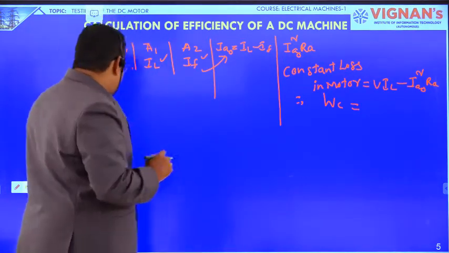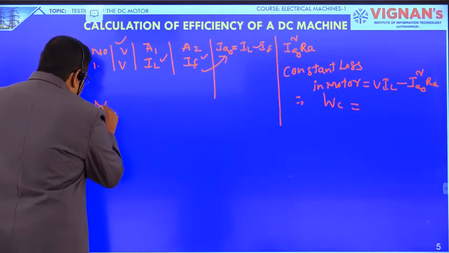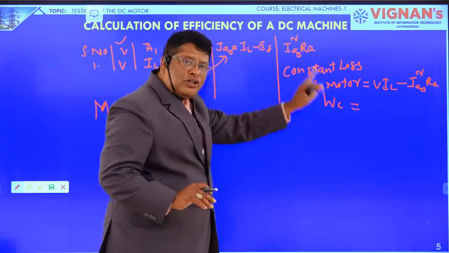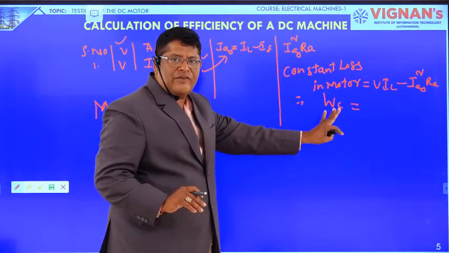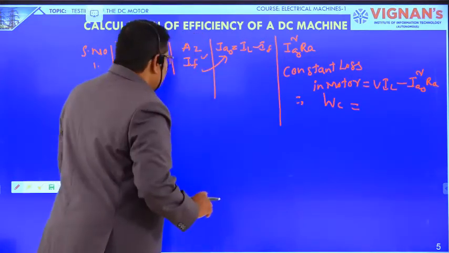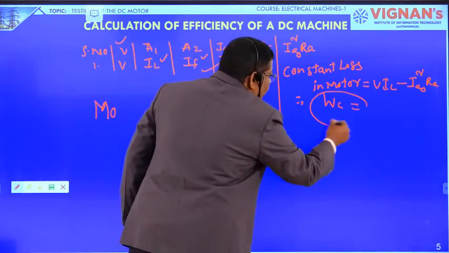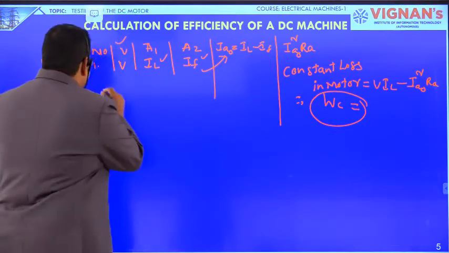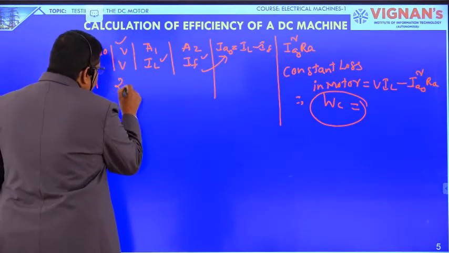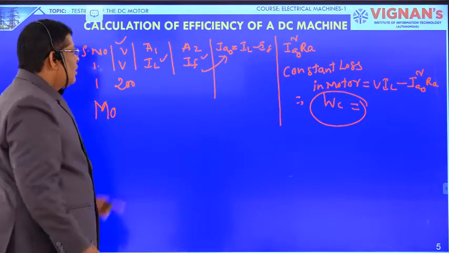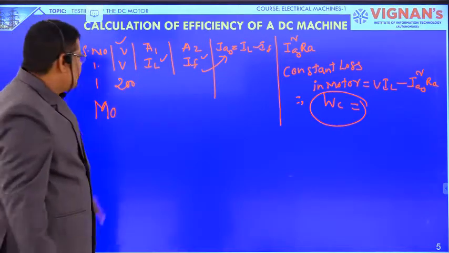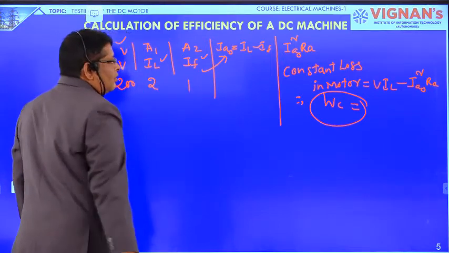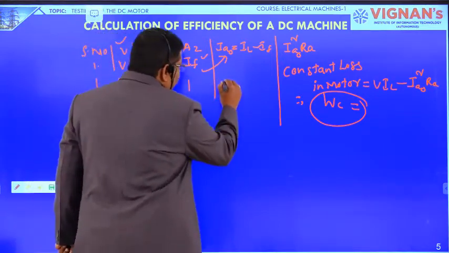Now we know the value of the constant losses. We are finding these constant losses from the Swinburne test. Now let me take an example. See here, the voltmeter reading is 200. Ammeter reading, line current, take it as 2 amperes. Field current is 1 ampere. Armature current becomes 1 ampere.